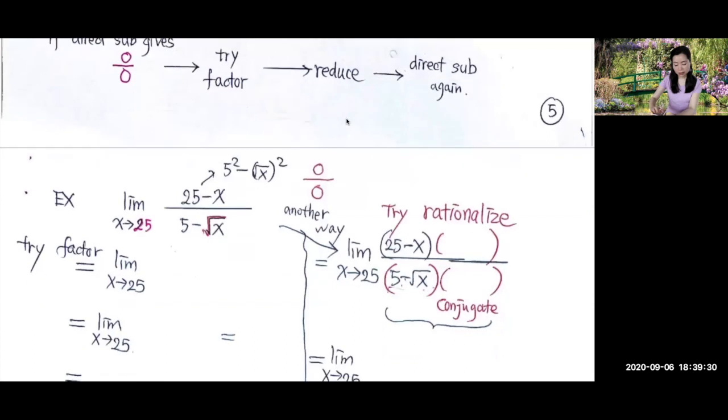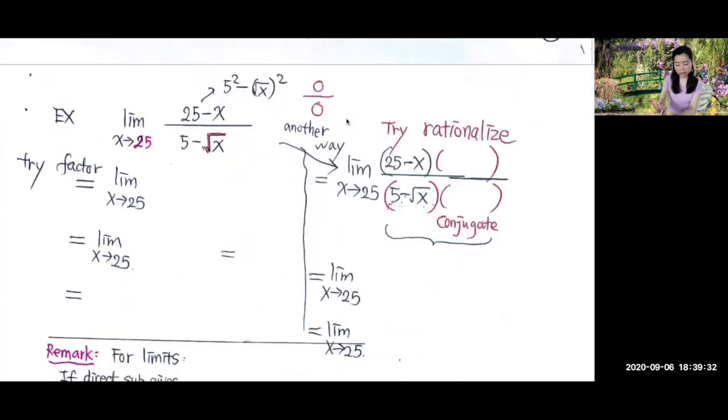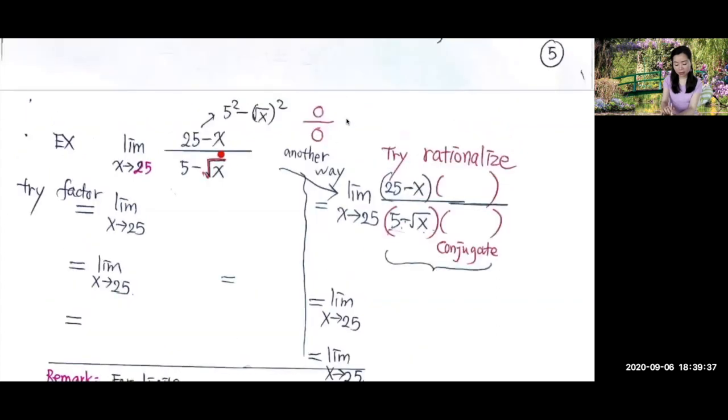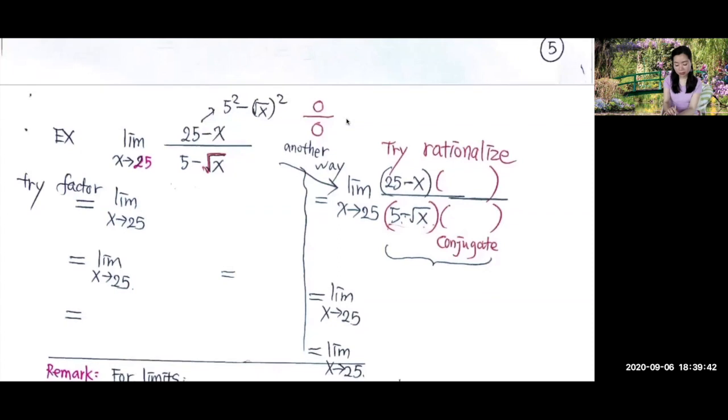The next example, we're trying to find the limit of this quotient. Now, if I do a direct substitution, again, I get 0 over 0. So how can I factor this? Well, you could think about this as 5 squared, and this is the square root of x squared. So I can factor that using difference of two squares. That would divide out this common factor.